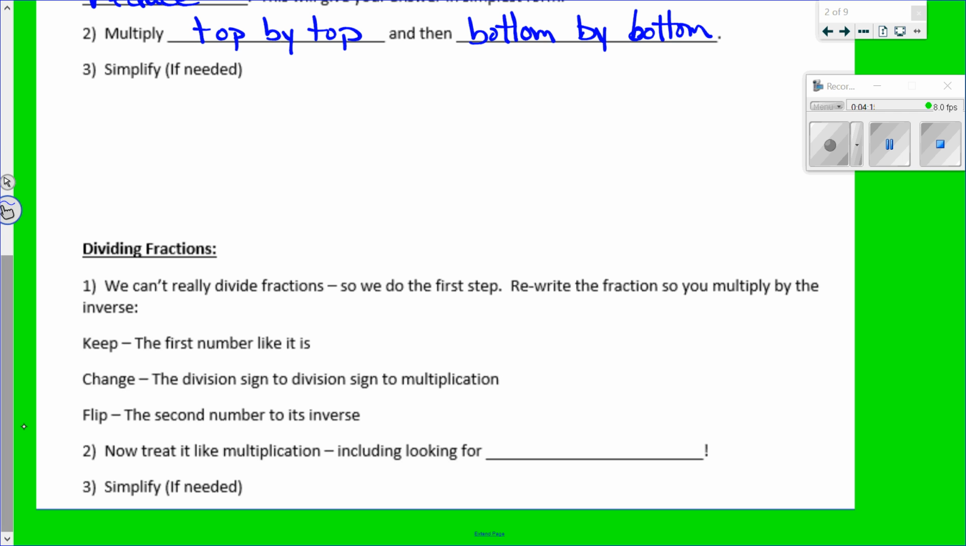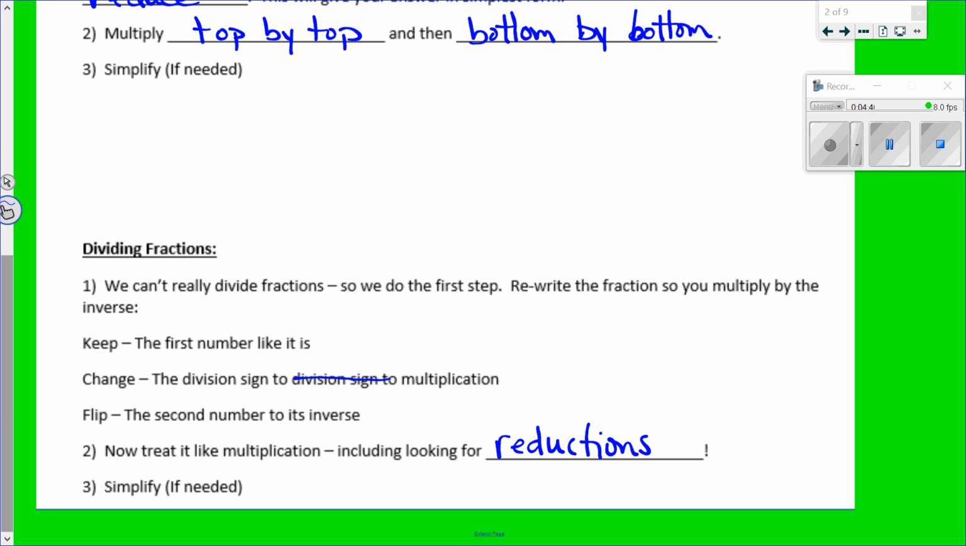Does that make sense? So our process is keep the first number like it is, change the division sign, and you cross that second one out, I got a typo there, sorry, to multiplication, and then flip the second number to its inverse. Now we're going to treat it just like multiplication, including looking for reductions, because this is going to allow us to get our answer in simplest form.